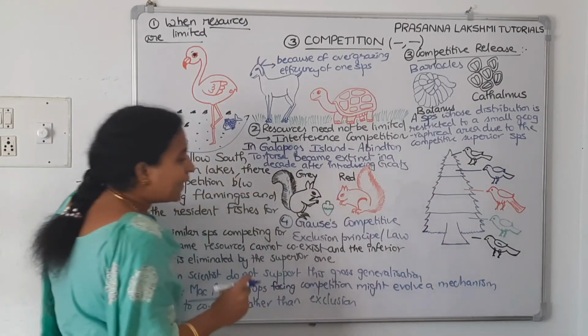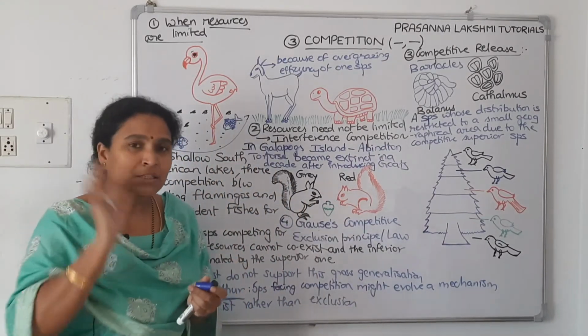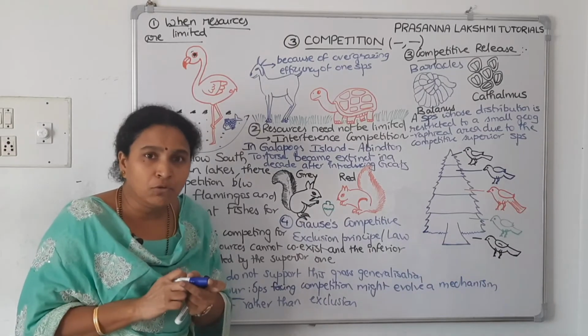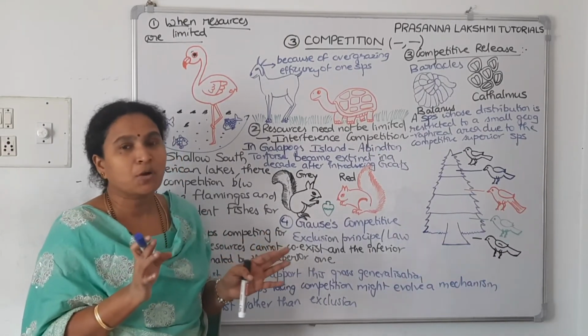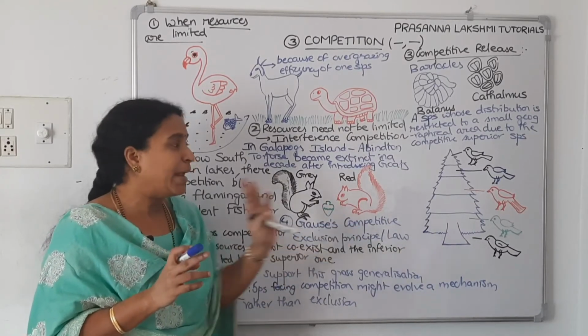Means they know that if they don't coexist, one will exclude the other one. So instead of exclusion, they can come to an understanding and both of them can coexist together. That's what MacArthur told, and he explained it also.